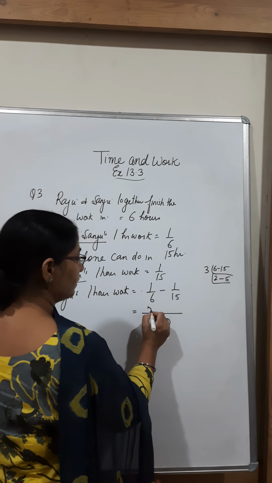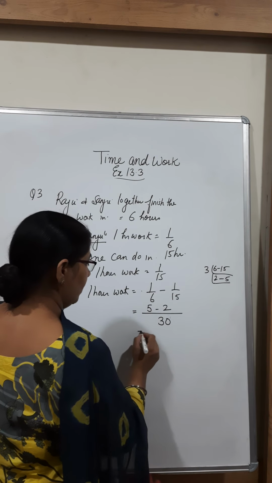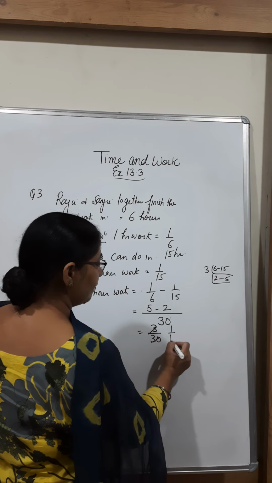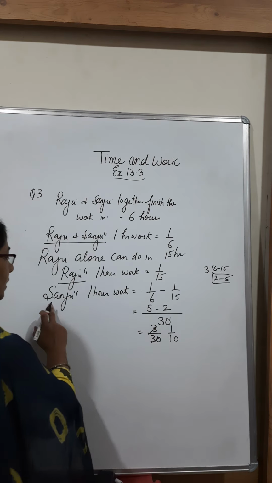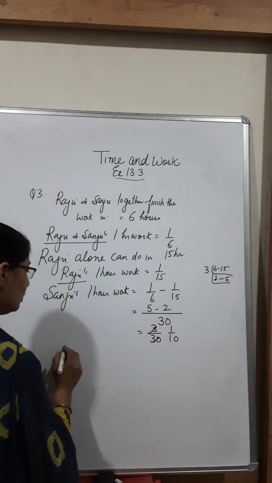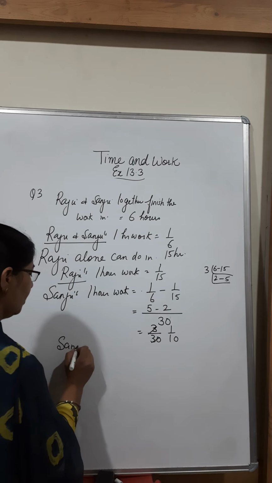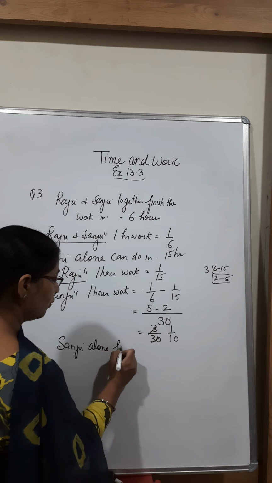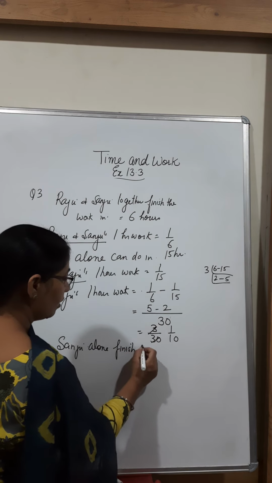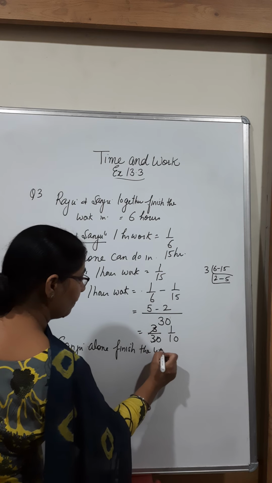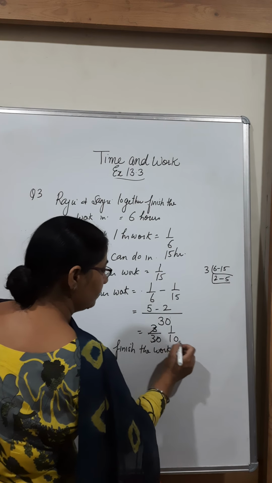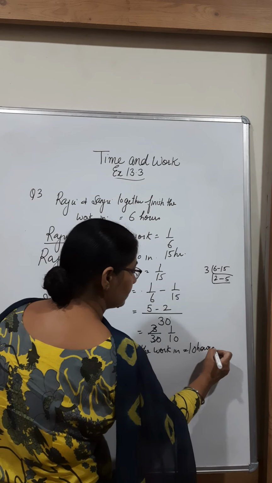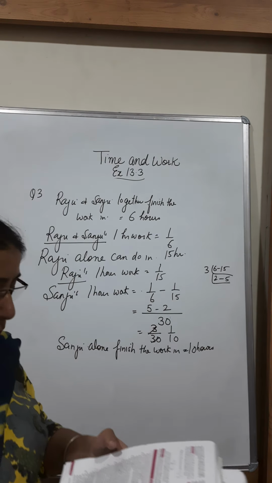So 6 5s are 30, 15 2s are 30. What do you get? 3 by 30. The cutting of this gives 1 by 10. So this is Sanju's 1 hour work. So in what time will Sanju alone finish the work? The reciprocal of 1 by 10, that is equal to 10 hours. Hope this is clear to you, beta.